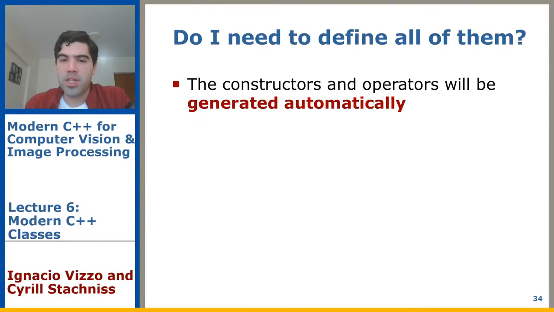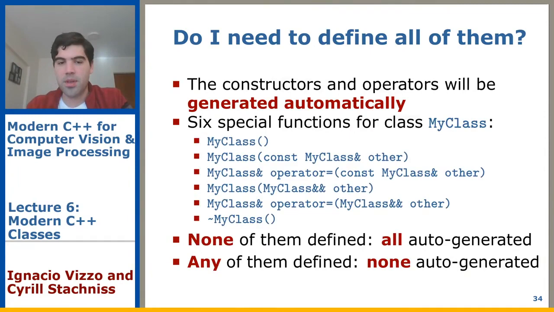The constructors and operators will be generated automatically. The default constructor, the default destructor, and these 4 special functions make 6 functions. It's a lot of code to write, but this will be generated automatically by the compiler under some conditions. This is the rule of all or nothing. If none of them are defined, the compiler will do it for you. This is, for example, what you should be using for homework number 4. Don't define any of these 6 special functions. But if you, for some reason, define any of them, then none are auto-generated.